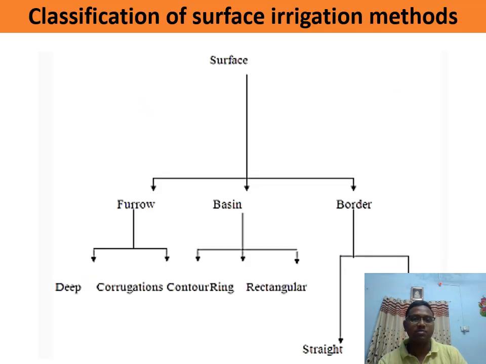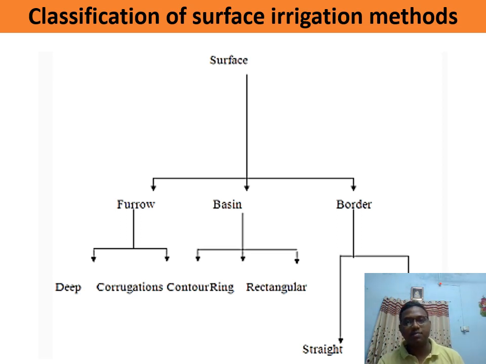There are some other surface irrigation methods, so we'll see in the classification. So this is the classification of surface irrigation methods. In this, the different methods of surface irrigation include the furrow irrigation method, which is further classified into different types, that is the deep furrow type, corrugation type, then straight furrow and contour furrow. The next type is basin type. Depending upon the shape of the basin, it is further classified into contour rings, then rectangular. The next is the border irrigation method, which is further classified into straight border and contour border.